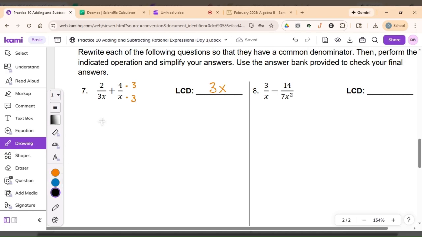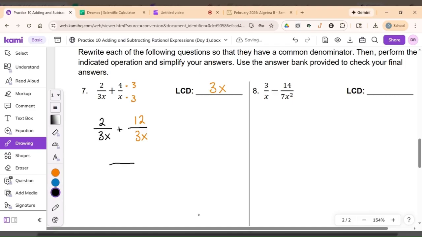So for number 7, we're going to have 2 over 3x plus your second fraction is now going to say 4 times 3. That's 12. And underneath that, x times 3 is 3x. Now you should be able to continue on and combine.